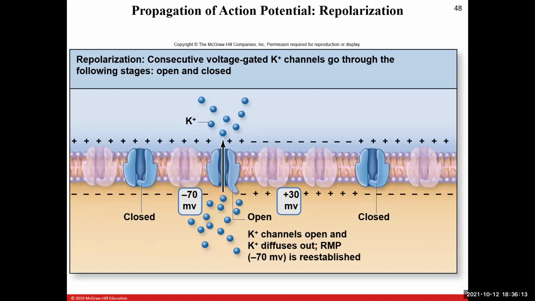Okay, so here's our repolarization. And you can see here's a closed potassium channel. Here's an open potassium channel. Potassium then starts to leave the cell, taking its positive charge with it. And that's how we start to flip the cell that was once negative outside and positive inside back to being positive outside and negative inside. That's how we get our resting membrane potential back down to that -70, because potassium diffuses out.